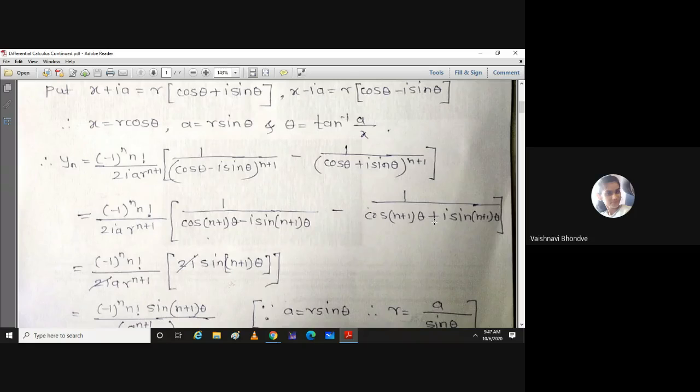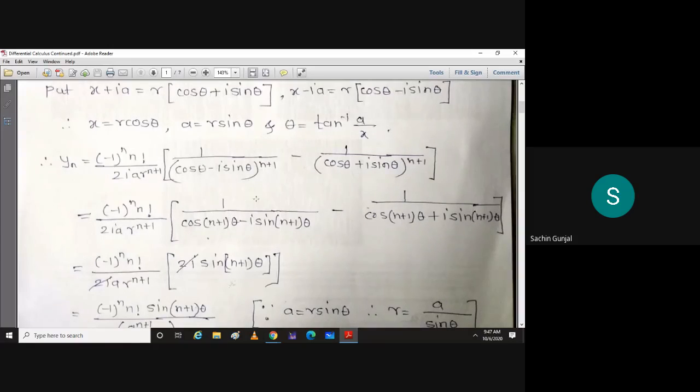Yes, sir. But in between there will be plus because of iota. Okay, so the denominator will be a minus b, a plus b, so it is a square minus b square. But there is iota in between, so that i square becomes minus 1. So minus minus becomes plus. So the denominator will be cos square n plus 1 theta plus sine square n plus 1 theta, which is 1. And what will be the numerator?